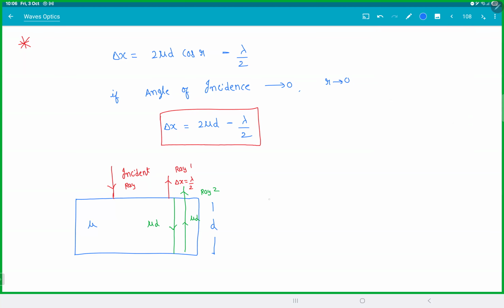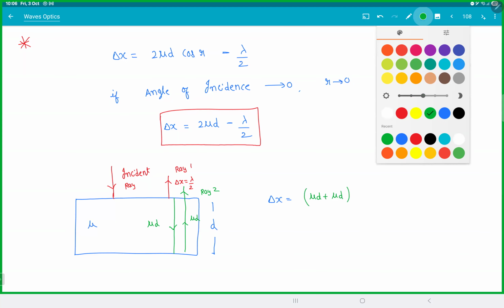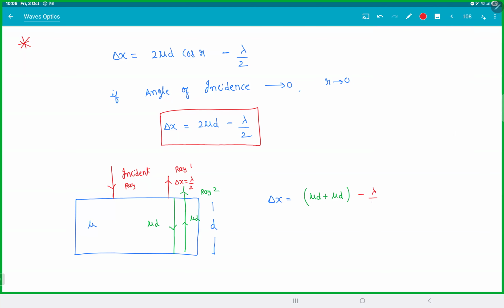You can clearly see what is the path difference. The green one is traveling mu d plus mu d. And the red one has a phase shift of lambda by 2 due to reflection. So we get delta x is equal to 2 mu d minus lambda by 2. Easy to derive. That is a proof in this NCERT for a thin slab for near normal incidence.